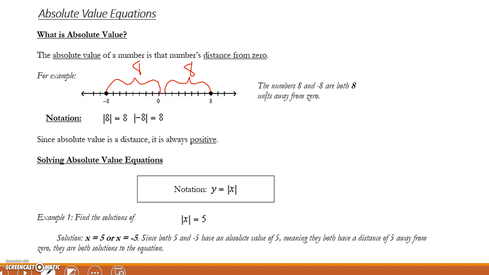So now, solving absolute value equations. Now it just means there's going to be an equal sign in it and an unknown. So if you look at the first example, it says find the solutions of the absolute value of x is 5. So you're figuring out all numbers that have a distance of 5 away from 0. So both 5 and -5 have a distance of 5 away. And so a lot of these problems today are going to have two solutions.